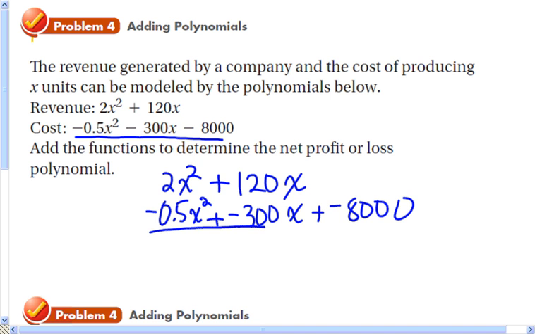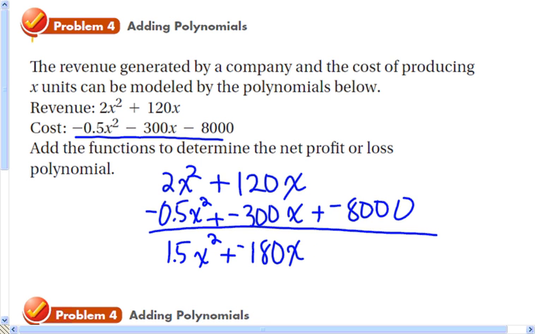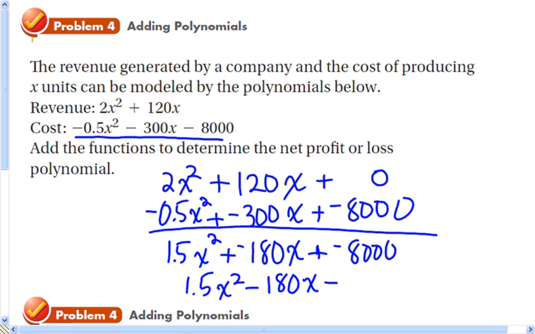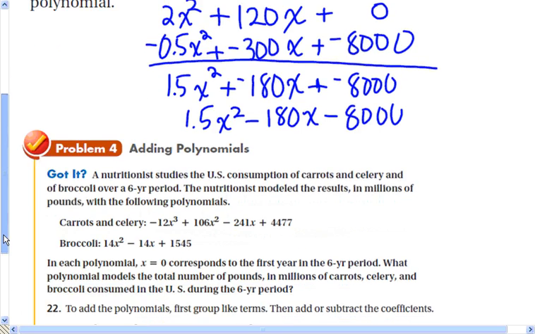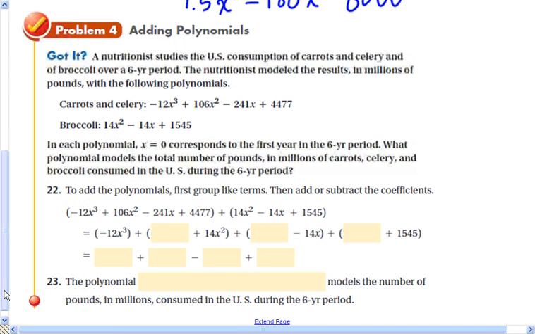And now we can add these together. 2 plus negative 0.5 is 1.5. And 120 plus negative 300 is negative 180. Now you could write plus negative 180x or just minus 180x. And then plus negative 8,000. There's really 0 up here. And 0 plus negative 8,000 is negative 8,000. And then in simplest form, we're going to write this as subtracting. And that's what we get for a combined polynomial. All right? Go ahead, you try that.